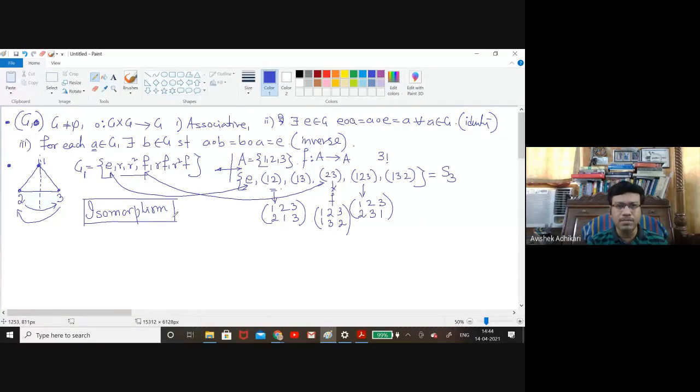So that I will come to after maybe 2 or 3 classes, but for the time being, just try to understand that when I constructed these two groups, I constructed them from this triangle and tried to find all possible symmetries on this equilateral triangle, and that's all. So that's the basic idea of how I get from an abstract thing, and that's why you can understand the name abstract algebra.